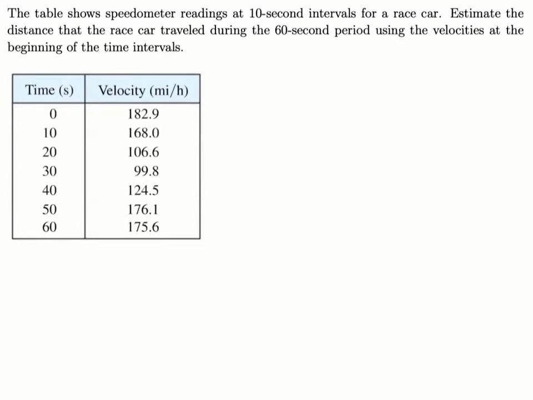So we're going to get the whole distance traveled during that 60-second race using the velocities at the beginning of the time intervals. So what that means is we're going to use the equation distance equals rate times time. Remember what that equation means. It means that if you're going at a constant rate r, for example, I'm driving at a constant rate of 50 miles per hour on the freeway, and I drive for, say, 2 hours.